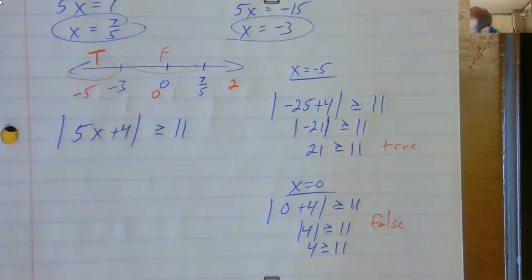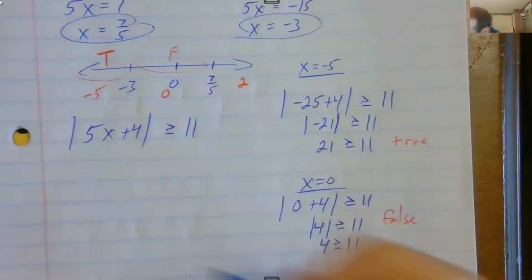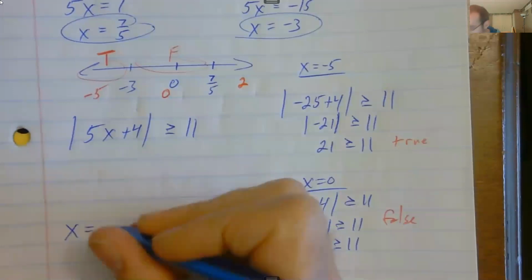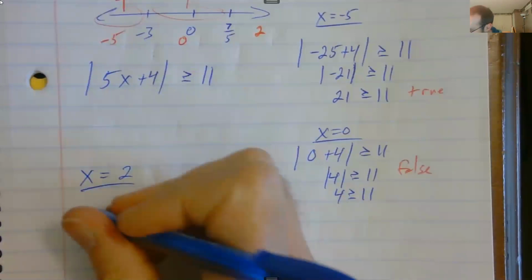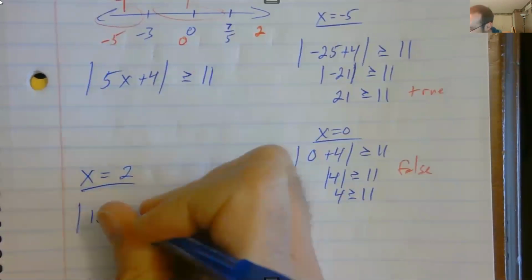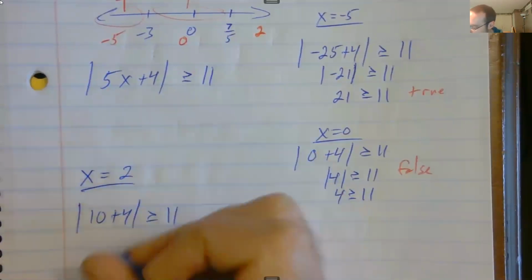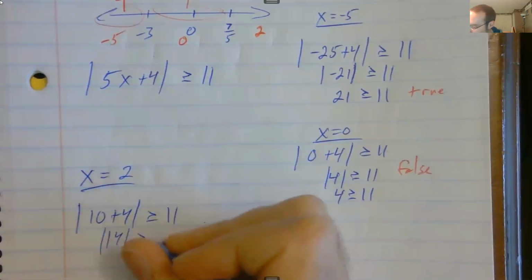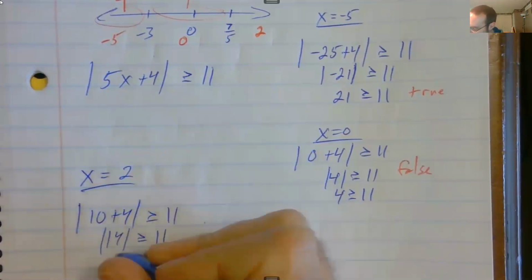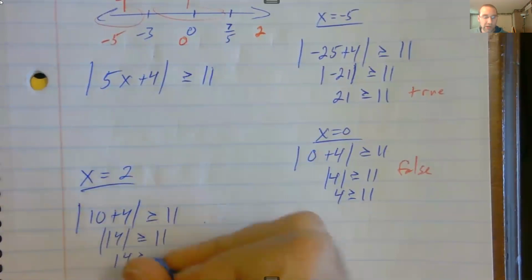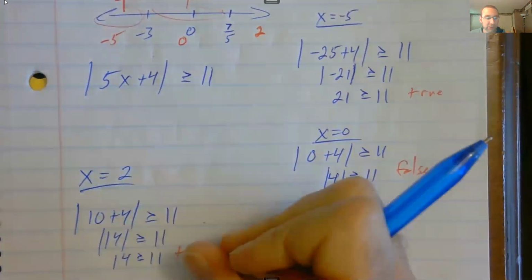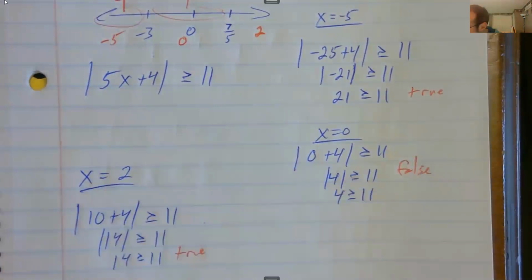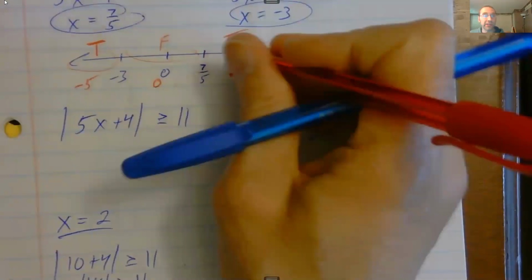Try one more. We've got to test x equals 2 is what we decided on, but again, you might have picked a different value. This is going to be absolute value of 10 plus 4 greater than or equal to 11. That's absolute value of 14 is greater than or equal to 11. Is 14 greater than or equal to 11? Yep, that's true. That 14 is greater than or equal to 11. And so we get something true for this region over here.